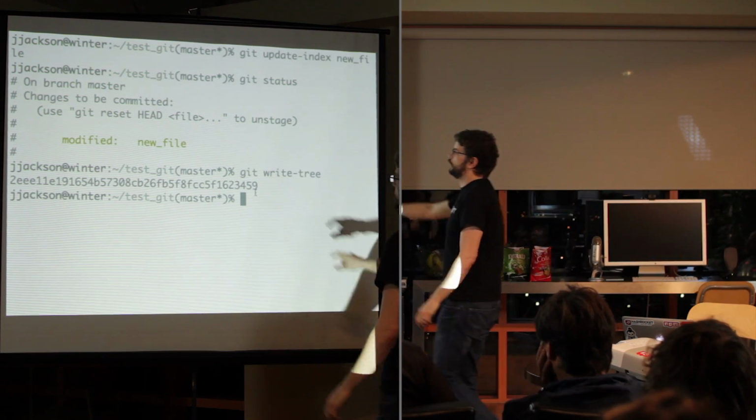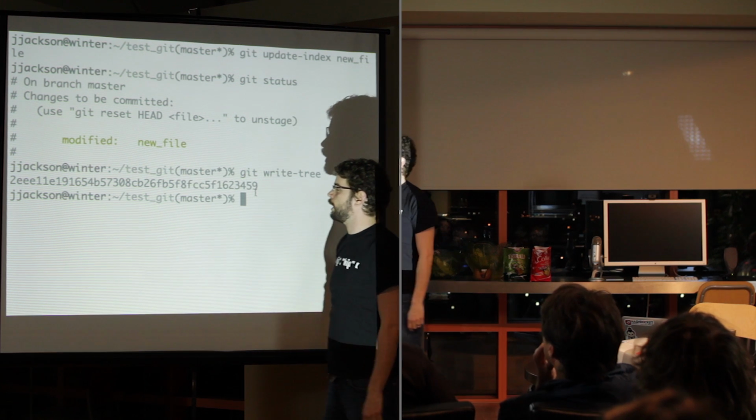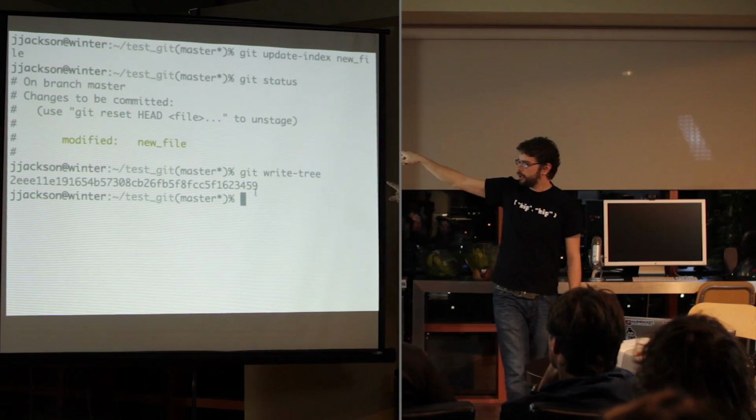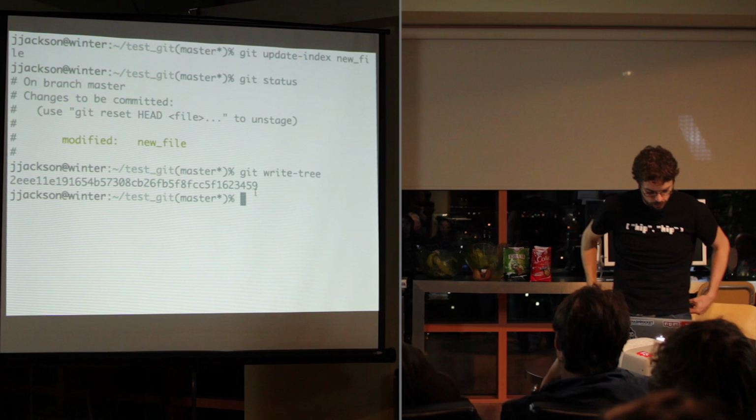This tree object took this snapshot. This is in the snapshot area. It took that, created a tree for it, and gave us the SHA.